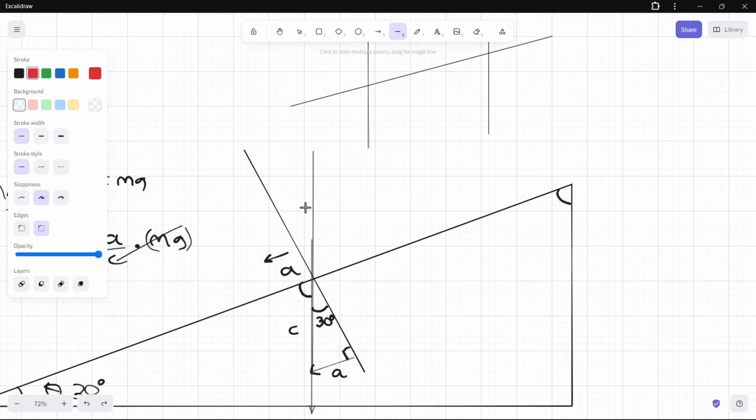So this line is the one that's in common with both. Sorry, let me just pick a bigger stroke width.